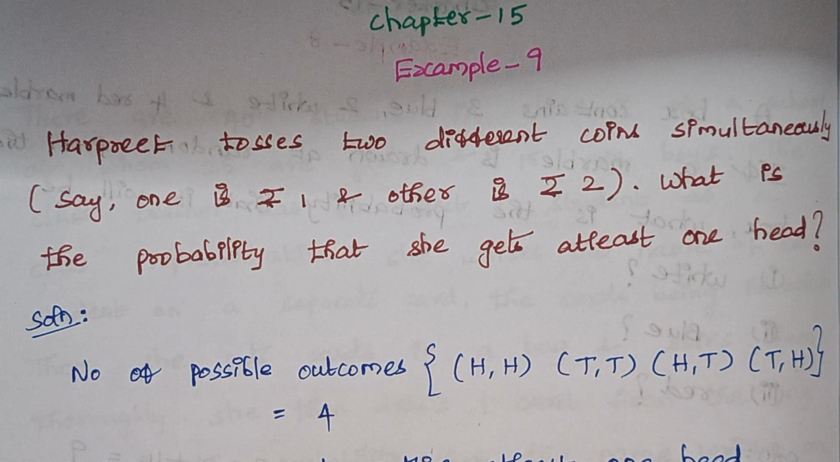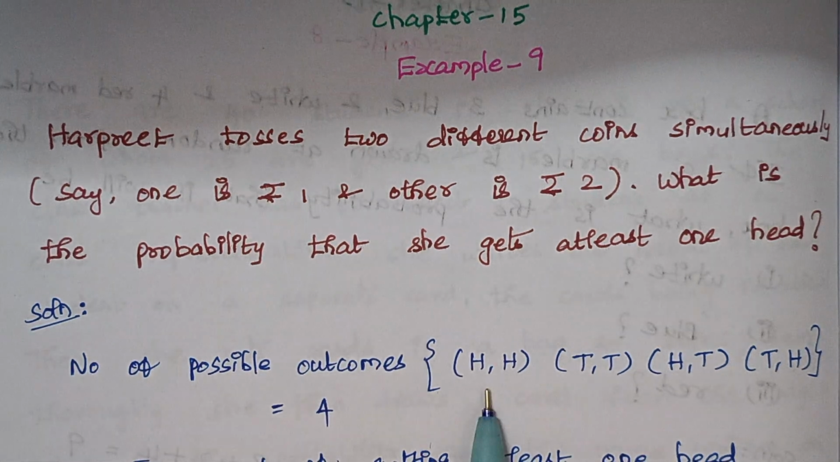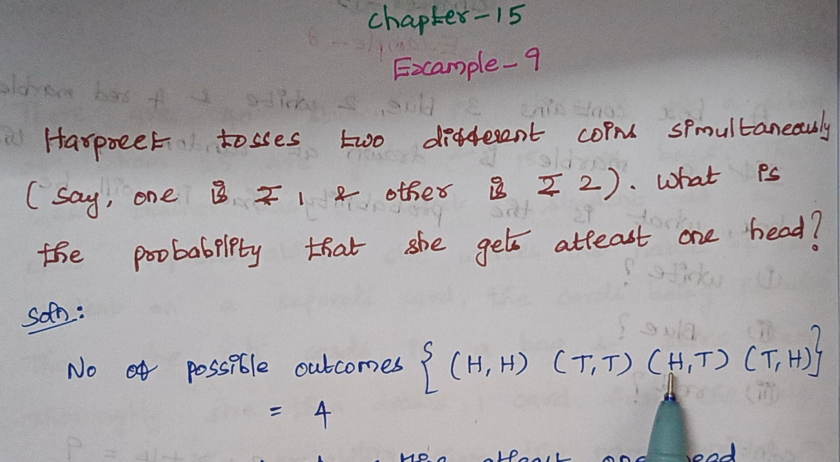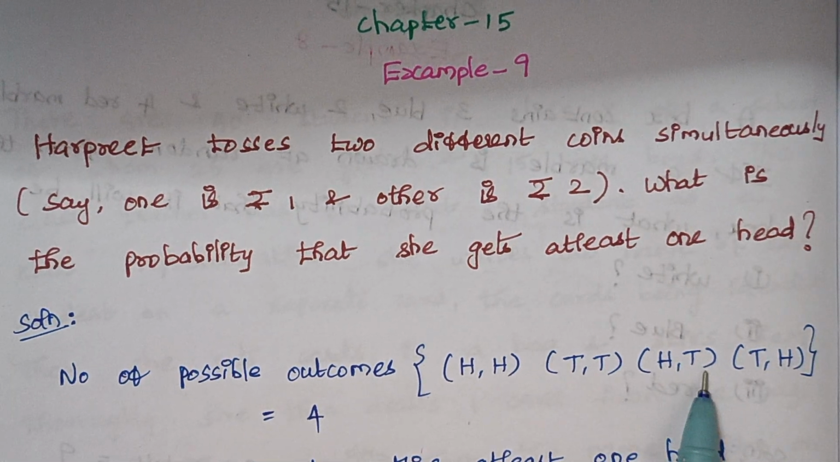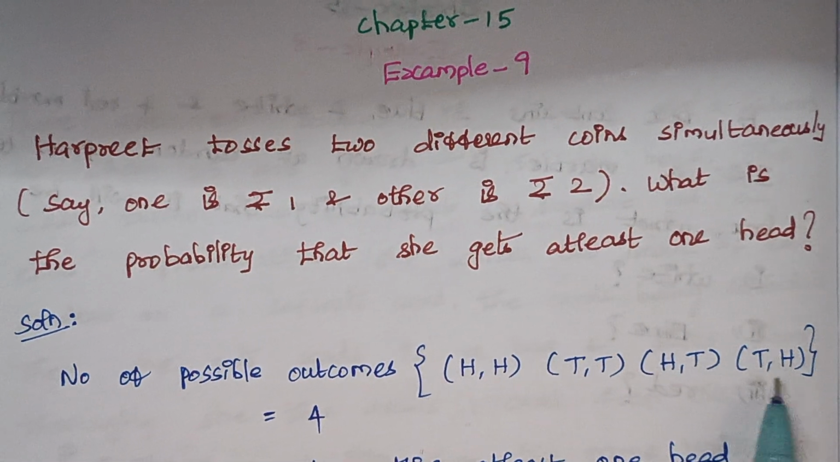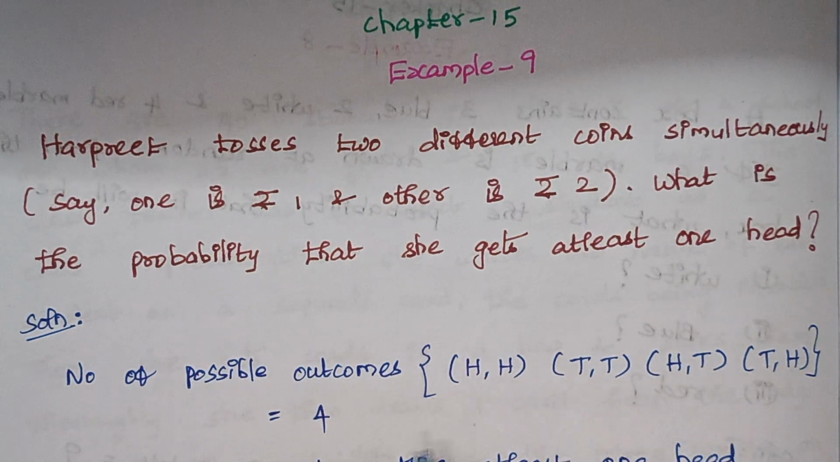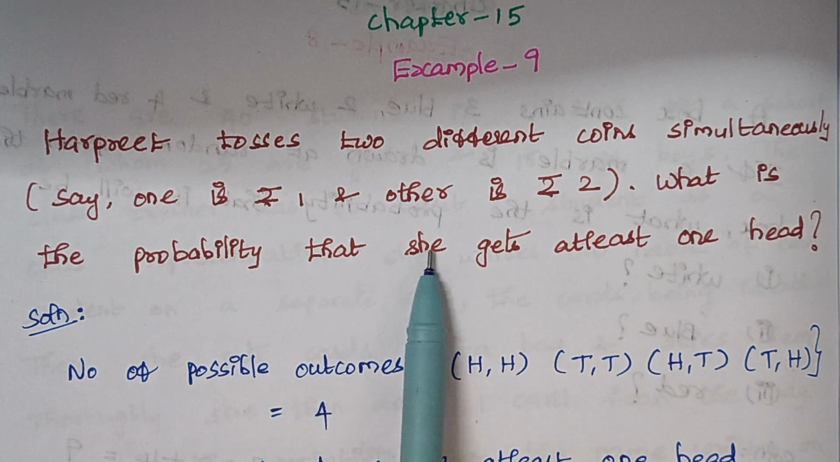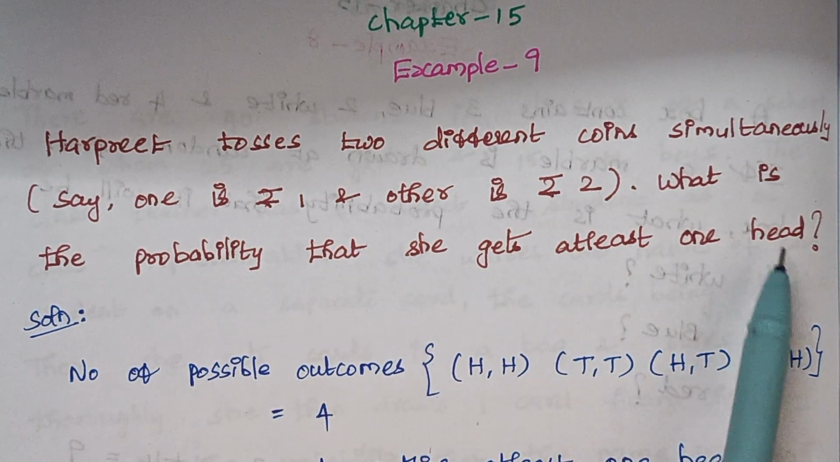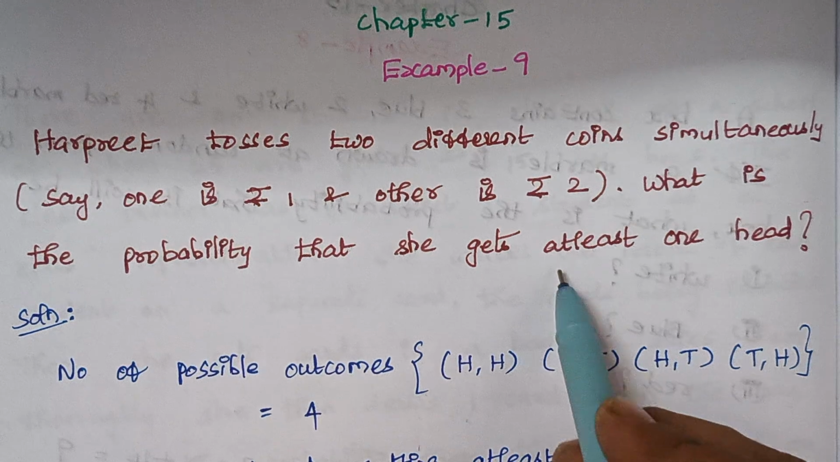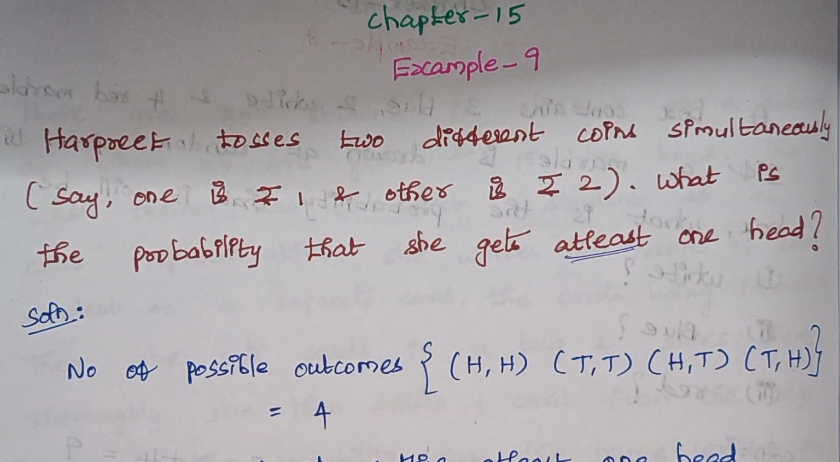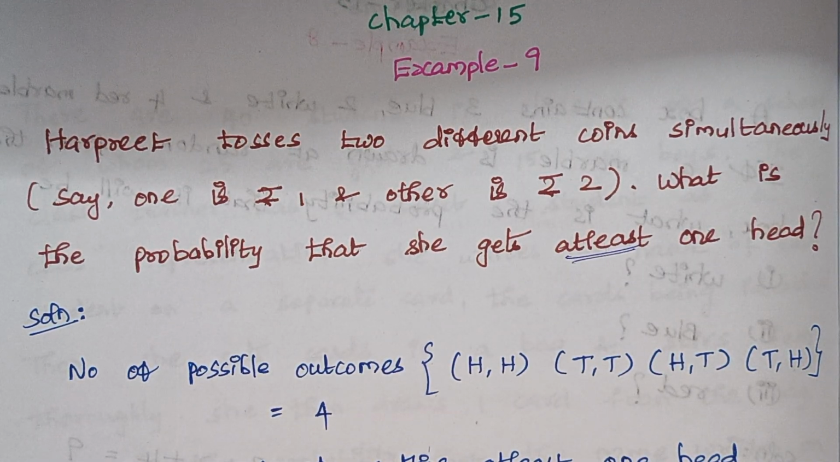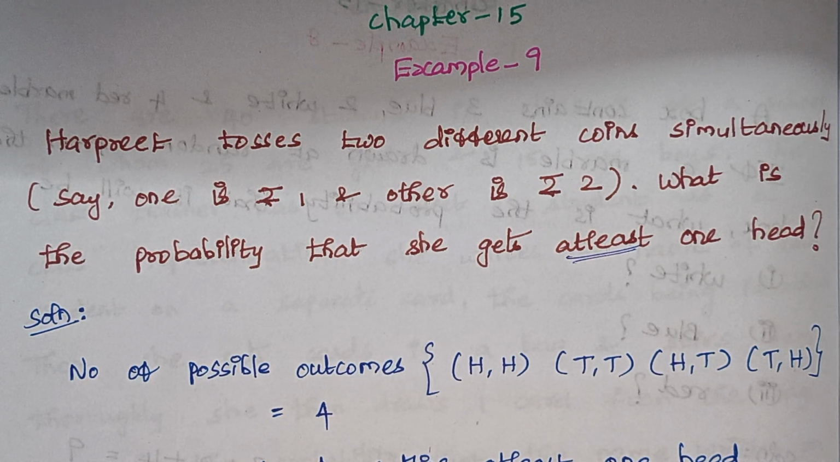Because we are tossing 2 coins together, what are all the possible outcomes? Either you can have 2 heads or 2 tails, or first coin head and second coin tail, or first coin tail and second coin head. So totally we have 4. What is the question? What is the probability that she gets at least one head? What do you mean by the word at least? There should be a minimum of 1 head. Even if you have more than 1 head, it doesn't matter. That is the meaning of at least.